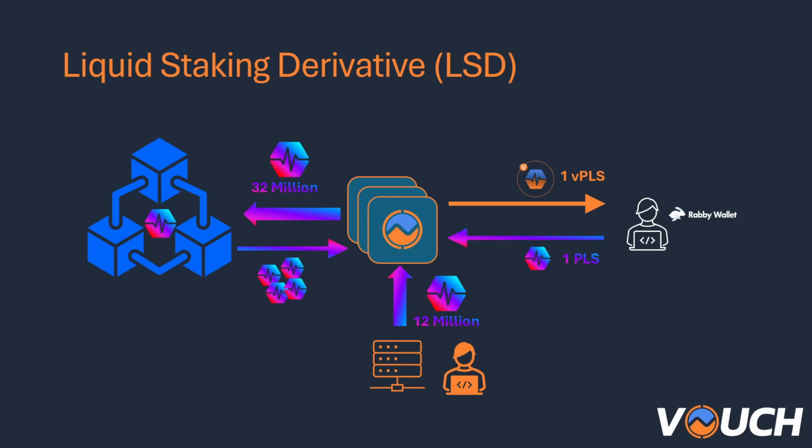Effectively, what it means is that one VPulse is a representation or a derivative of the value of the Pulse. So it sits in your wallet, it's liquid, you can do whatever you like with it, much the same as you would with Pulse. Now, when the stake from the validators and the pooled funds from all the users reach an amount of 32 million Pulse in the Vouch system, then that validator can be activated. When the validator is activated, you can see the rewards are then passed back into the Vouch smart contracts. So let's have a look at how that actually works and how the distribution of those rewards is reflected for the various participants.